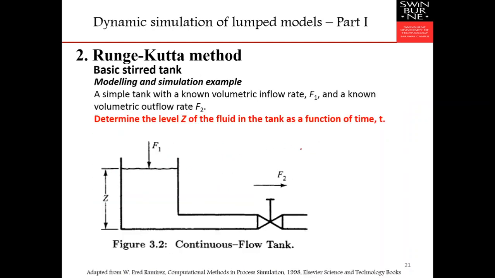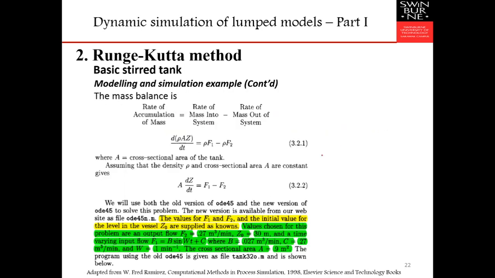Another example: let's say we have a basic stirred tank with a volumetric inlet flow rate of F1 and a volumetric outlet flow rate of F2, and we want to determine the level Z of the fluid in the tank as a function of time. So we do a mass balance, where we know that the accumulation will be equal to the rate of mass in minus the rate of mass out. You need to verify the units of this term and this term.